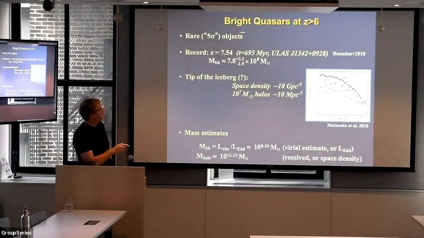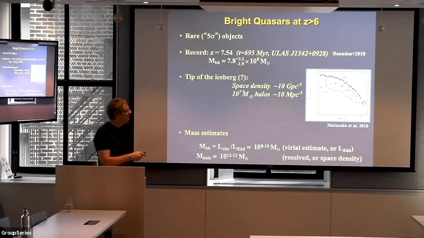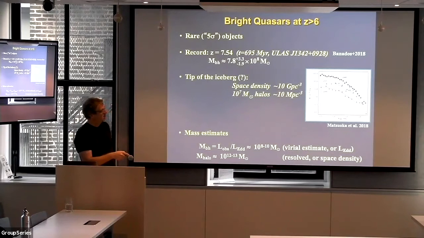So these bright quasars are really bright objects. They're on the 5 sigma tail, in the sense of, well, I can more precisely define why it's 5 sigma. Let's not do that now. So the record holder, everybody has to know, is at redshift 7.54. Discovered in the infrared, and it has a mass of almost 1 billion solar masses. When I say tip of the iceberg, that's very important.